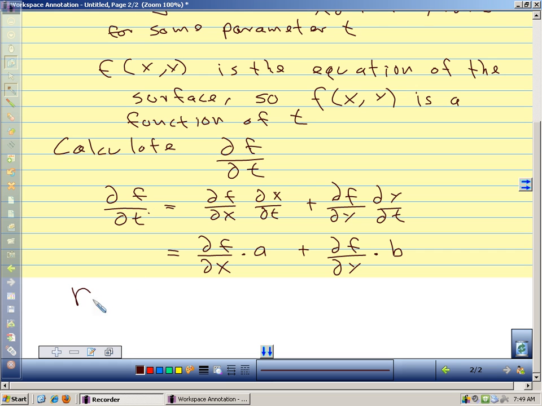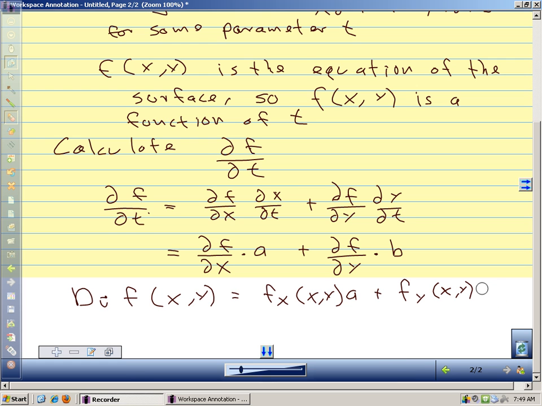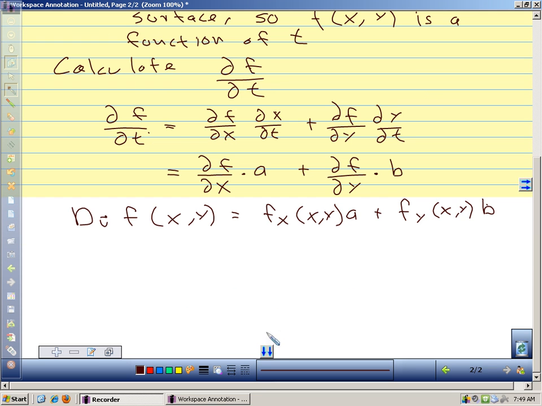So this tells us that the directional derivative in the direction of u of f is just the partial of f with respect to x of x y times a plus the partial with respect to y of x y times b, where a and b are the components of our vector. We can also write this as df dx a plus df dy b. So this gives us the rate of change of our function in the direction of our vector ab. And this is what we call our directional derivative.